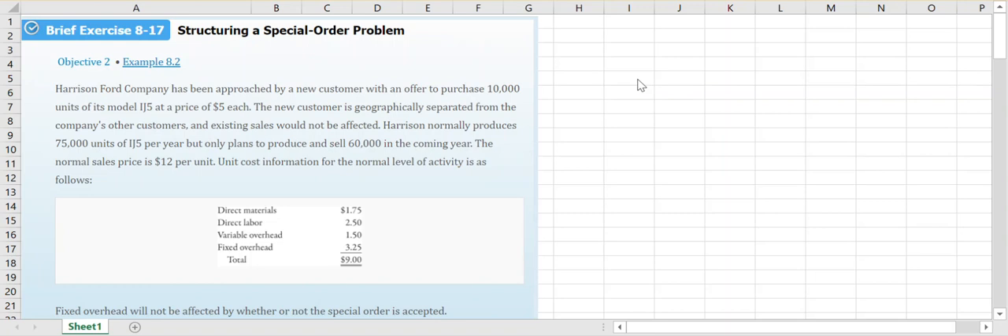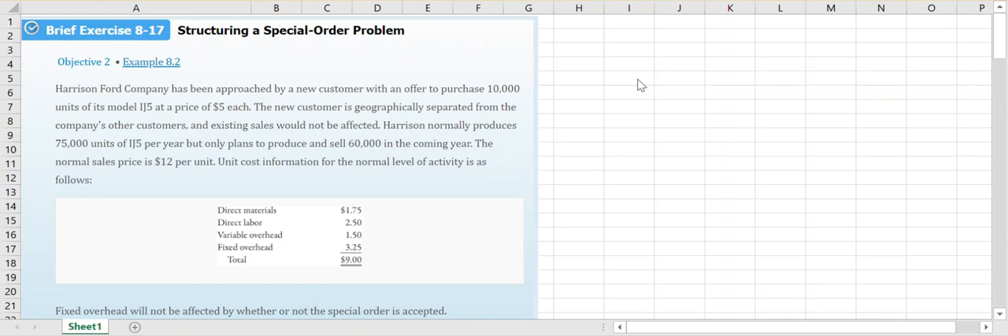In this example video, we're going to look at brief exercise 817, and we're going to be talking about how to structure a special order problem, basically making the decision of whether or not we should accept or reject a special order. So they tell us that the Harrison Ford Company has been approached by a new customer with an offer to purchase 10,000 units of its model IJ5 at a price of $5 each.